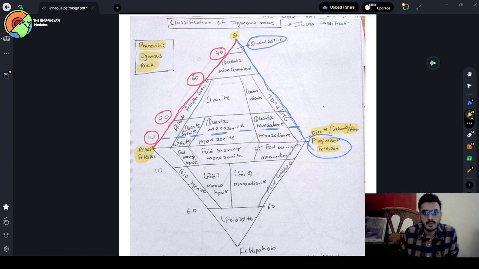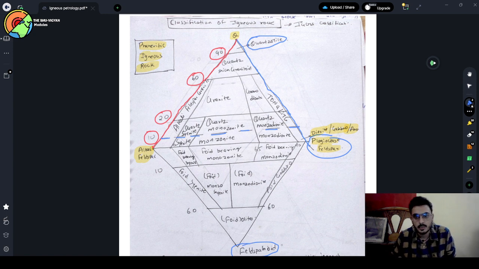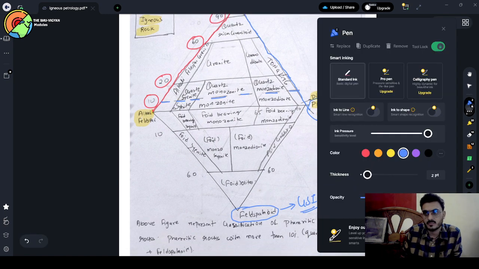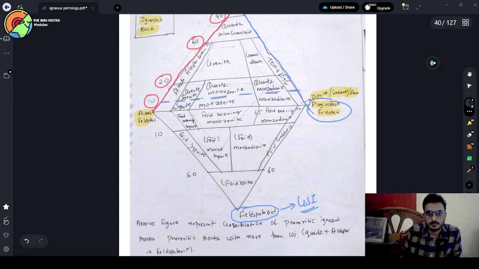Now at this end of this triangle, here we have feldspathoid. One question has been asked in GSI: explain about feldspathoid. So you can draw this below triangle, which is from here. I'm drawing with black color.